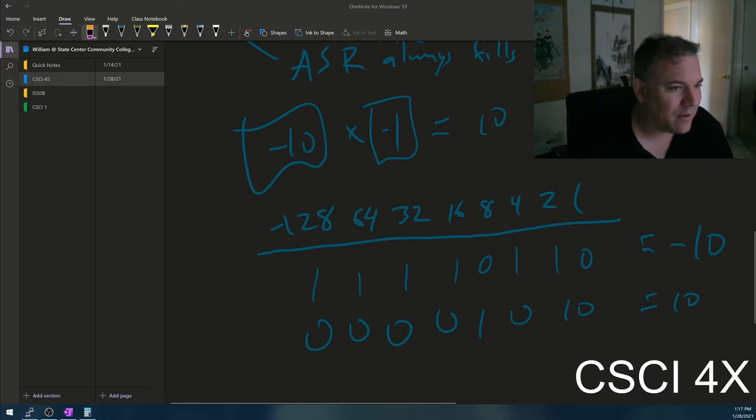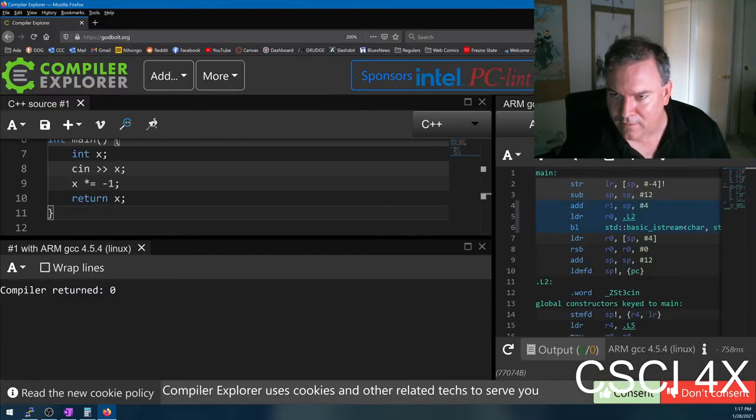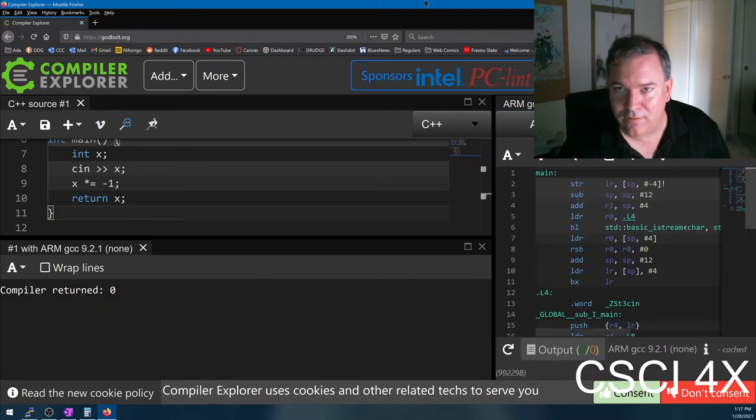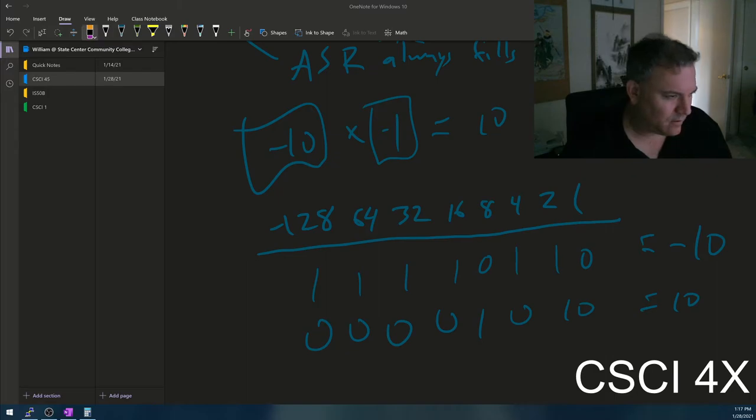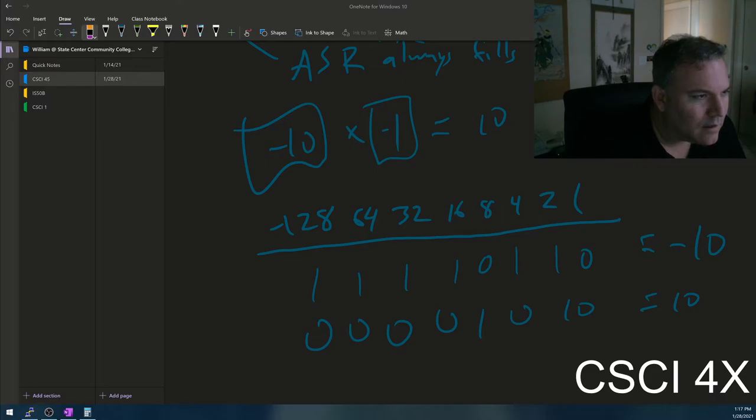Okay. Let me clean up the window here. Ah, this thing's all ugly. Okay, here we go. Yep, okay. And let's do a modern compiler. ARM GCC 9.2.1. Why is this thing so hard to read? C++ 98. No. C++ 03. We don't need warnings. We don't care about warnings. Okay.